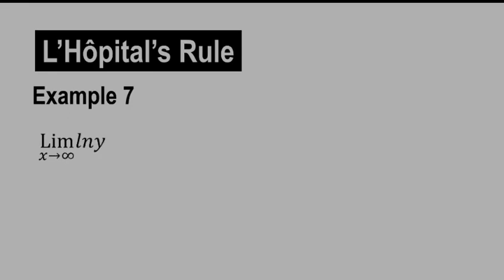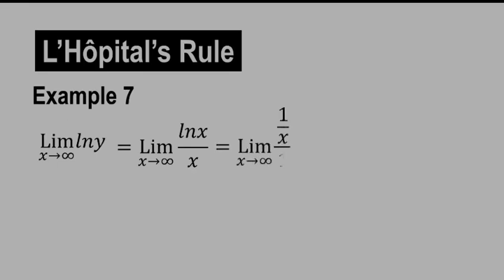Limit as x approaches infinity of log of y equals limit as x approaches infinity of log of x over x. By applying L'Hopital rule, we get limit as x approaches infinity of 1 by x over 1. Here 1 by x is derivative of log of x and 1 is derivative of x. By applying limit, we get 0 by 1, which is equal to 0.